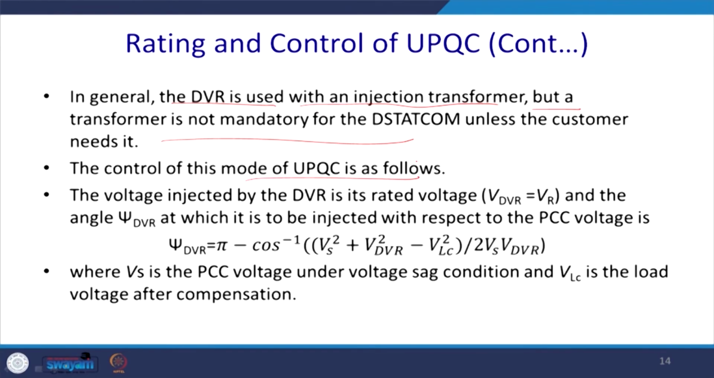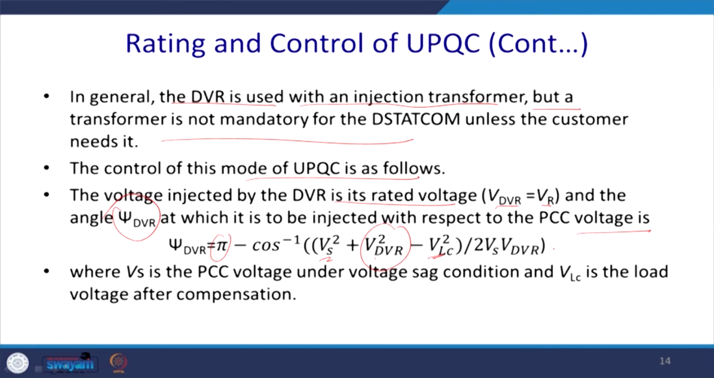The voltage injected by the DVR is the rated voltage, that is V_DVR equal to its rating, and the angle psi_DVR at which it is to be injected with respect to the PCC voltage. We can calculate psi as pi minus cos inverse of Vs, the source voltage, that is the rating of the DVR, and the compensated PCC voltage, divided by 2 Vs into V_DVR. From there we can optimally calculate the value of psi.